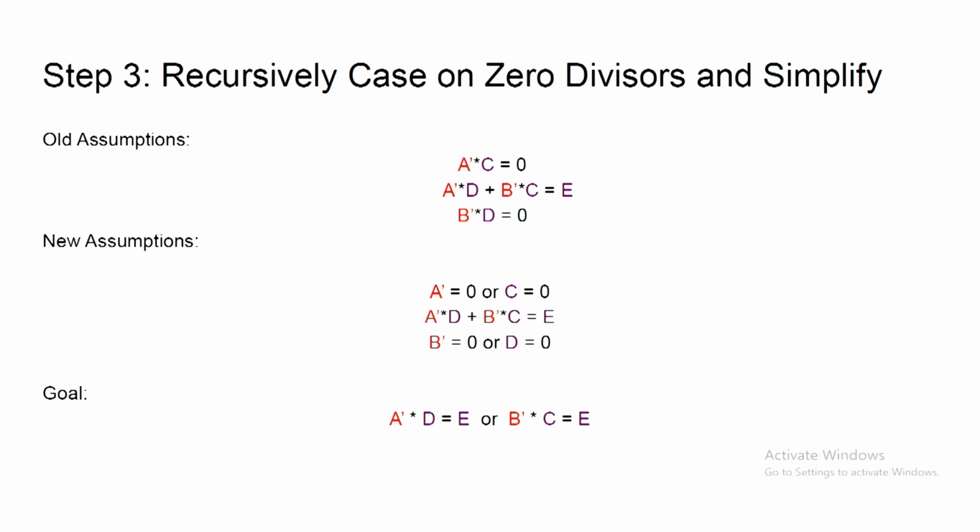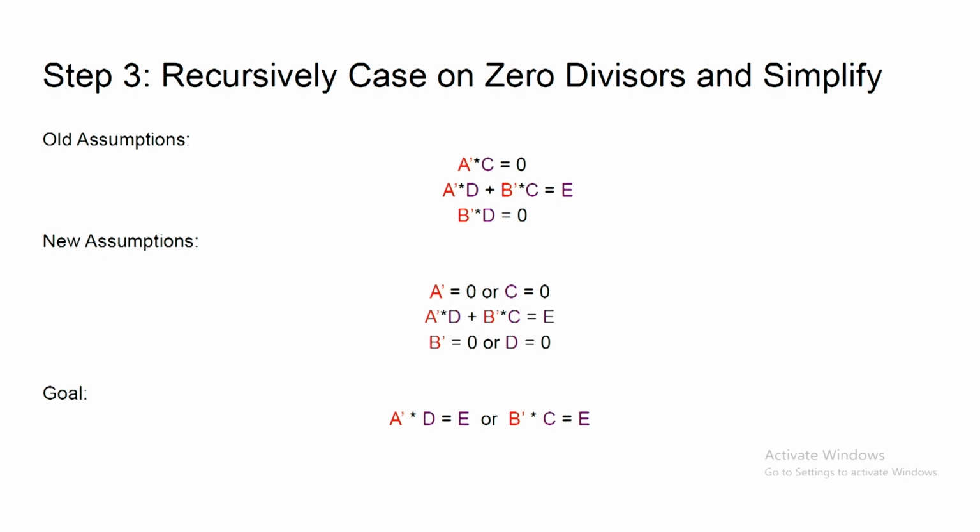So we have, for example, A prime times C is equal to 0 here. Well, because we're working over a field, A prime times C being equal to 0 is equivalent to A prime being equal to 0 or C being equal to 0. And we can do a similar thing with B prime times D as well.